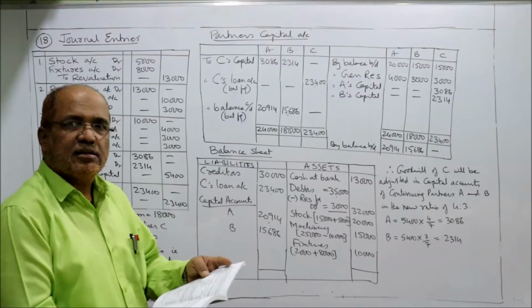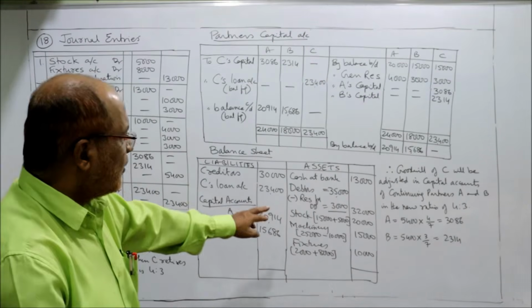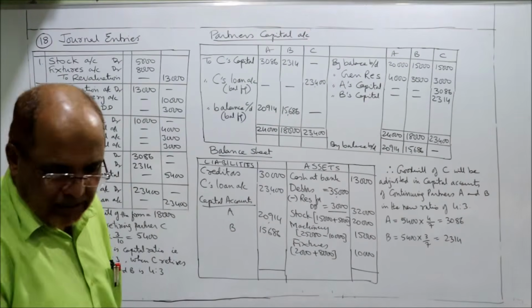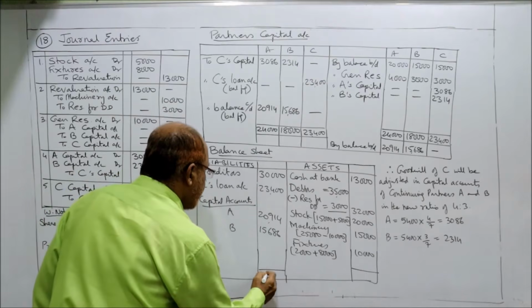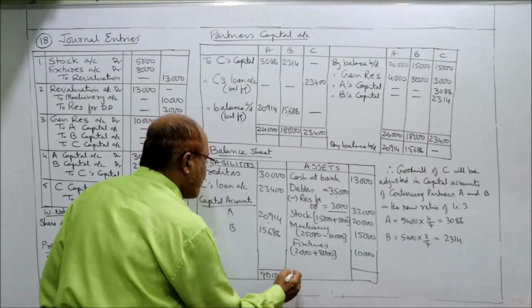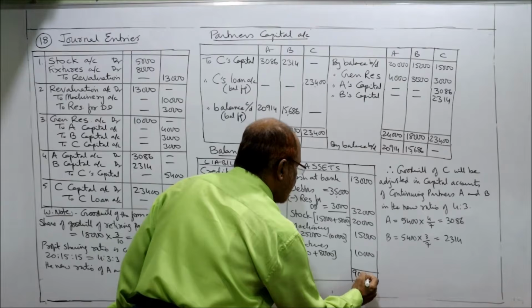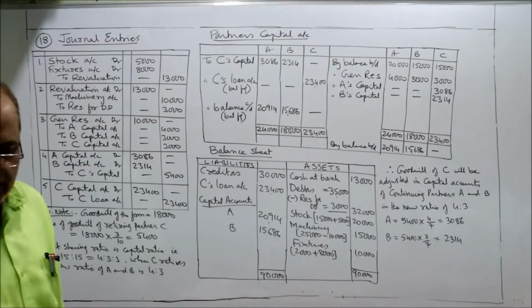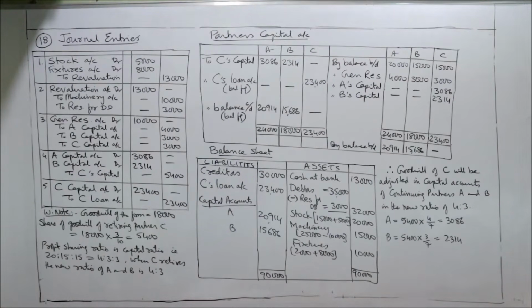No other asset. Now we can find the total of the balance sheet. The balance sheet total is 90,000. Total of the balance sheet is 90,000. 13,000, 32,000, 20,000, 15,000, 10,000. That's it. So this is the first problem on retirement of a partner.